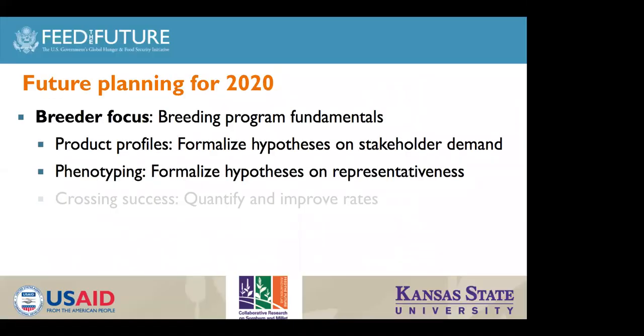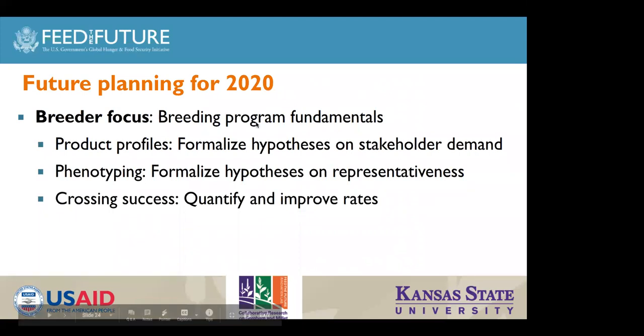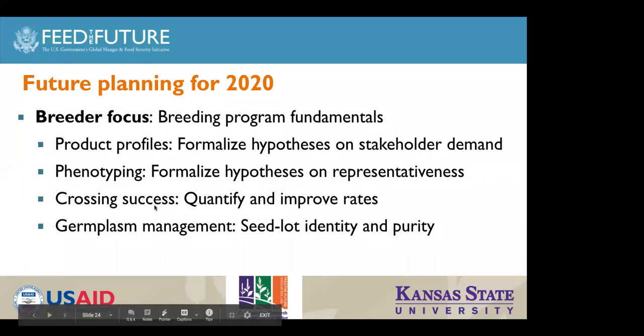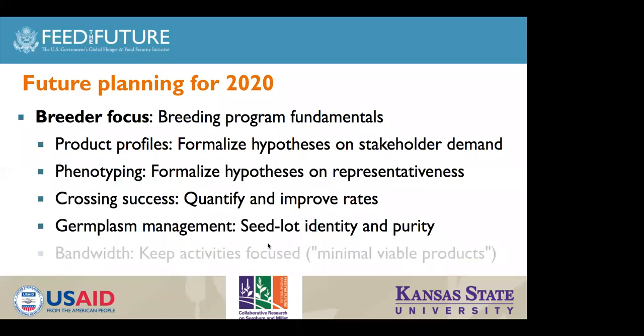Okay, future planning. The breeder focus really is on those fundamentals. So getting those product profiles really formalized into hypotheses on stakeholder demand. We've done a lot of work on product profiles, and we'll continue to do that. Formalize these hypotheses on phenotyping, whether the phenotyping we're using, no matter what it is, is representative of the target population of environments on farm. And then what Danielle talked about on crossing success and germplasm management.